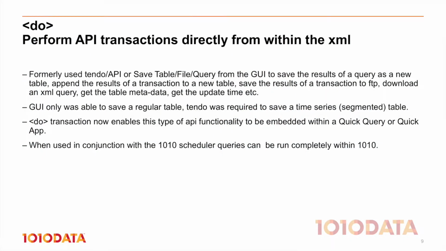So now we also have the do transaction, and that is a major step forward in my opinion, because it enables you to perform API transactions directly through the XML. If you wanted to save tables or save files prior to having do, you would need to either use the API, use 10do, perhaps use PowerLoader, or like if you wanted to save a simple table, you could do it right from the GUI. But with do, you can do all those things right within the XML code.